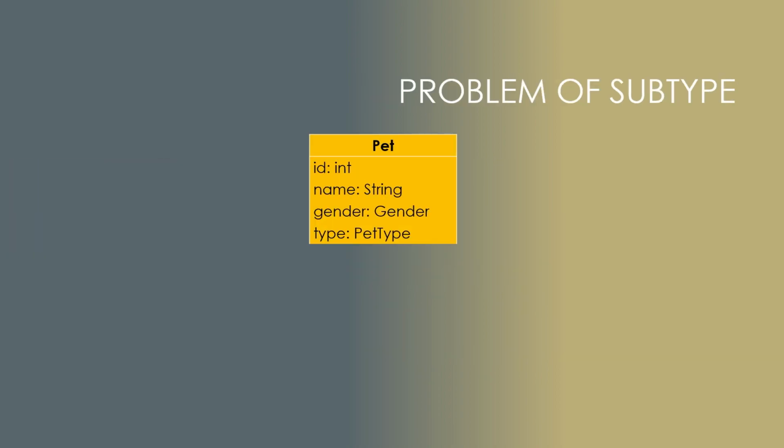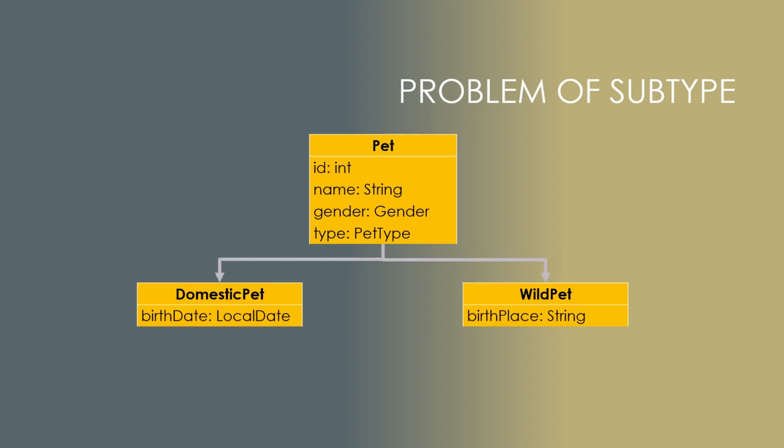The next problem is the problem of subtype. Now this is again an interesting problem. So let's say we have a pet here which has some ID, name, gender and type. Now this pet can be further of two types. It can be a domestic pet, it can be a wild pet.